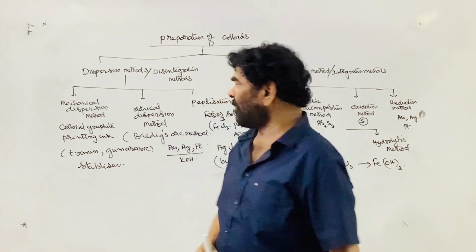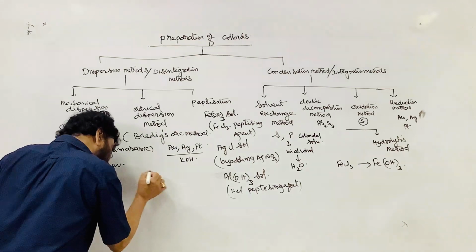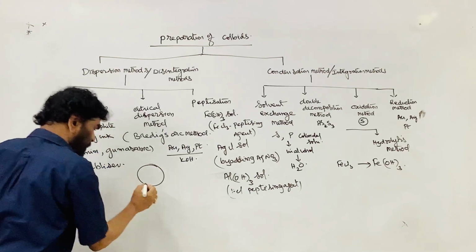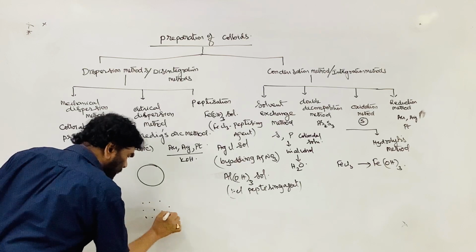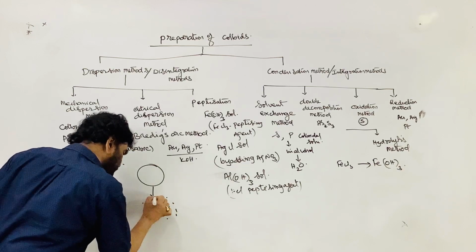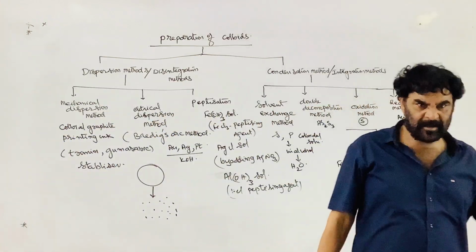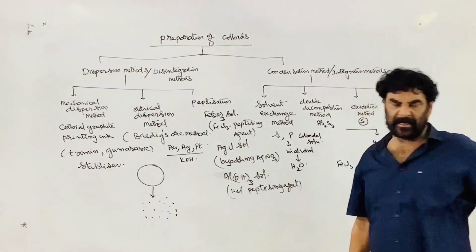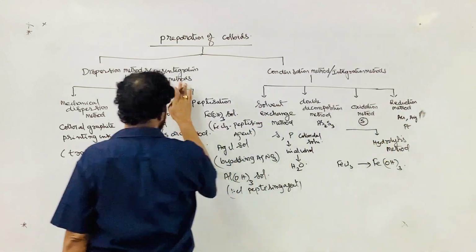This is the lump. We break it into small particles of colloidal size by using mechanical action or electrical action. This is called the dispersion method or disintegration method.